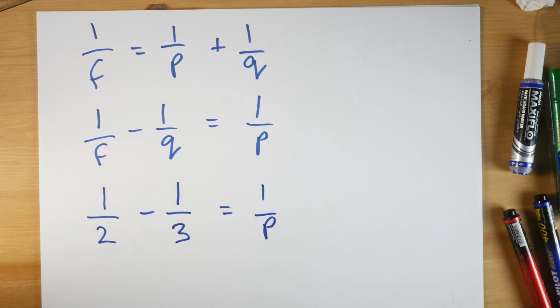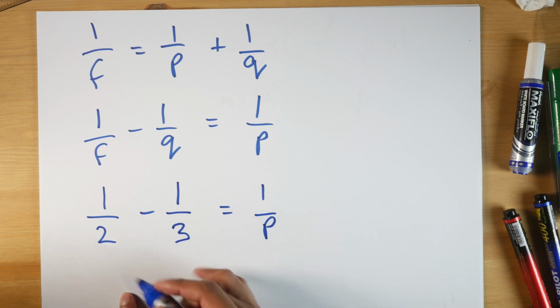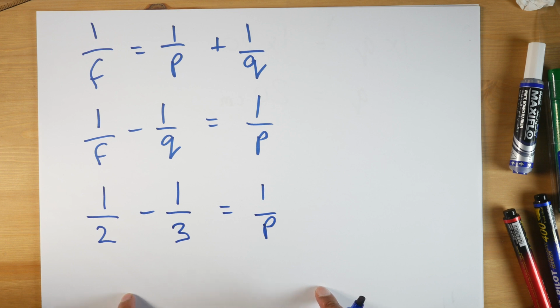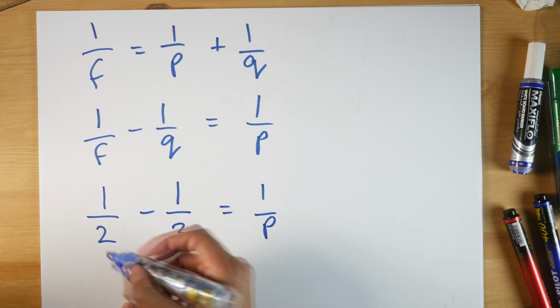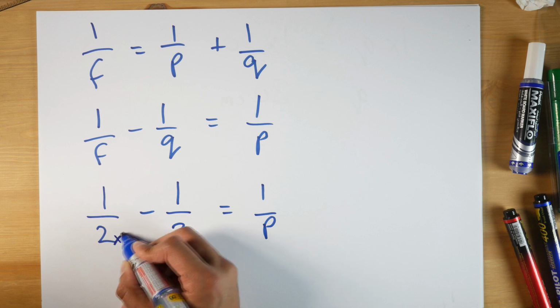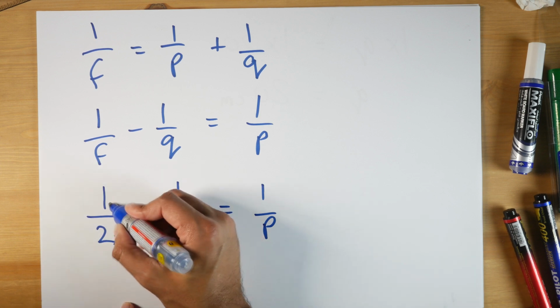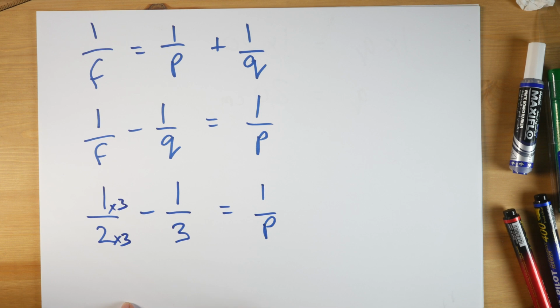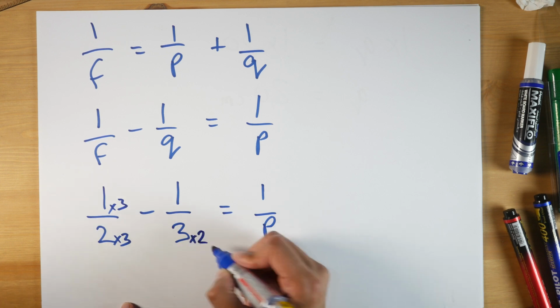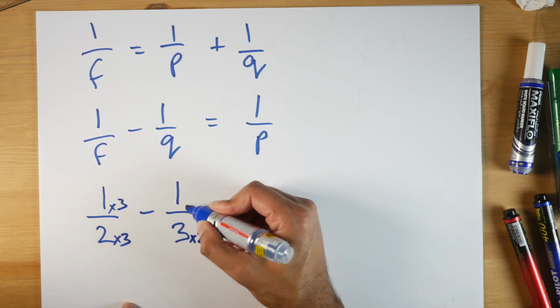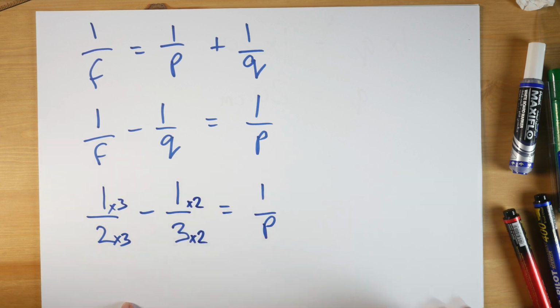Okay, the next step is you've got to make these two numbers the same. Now, the lowest common multiple for 2 and 3 is 6. So you've got to make both of these into 6. To make 2 into 6, we multiply it by 3. And of course, you've got to multiply the numerator by 3 as well. To make 3 into 6, you've got to multiply it by 2. And of course, if you do it to the denominator, you've got to do it to the numerator as well. So you end up like this.